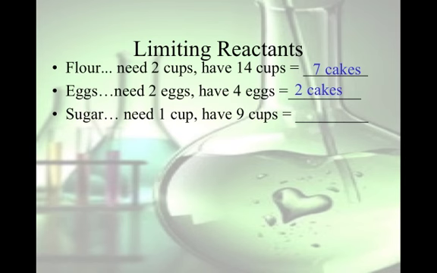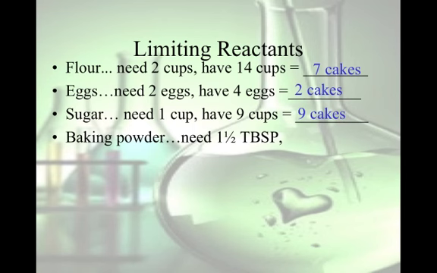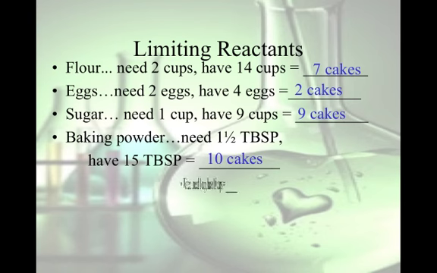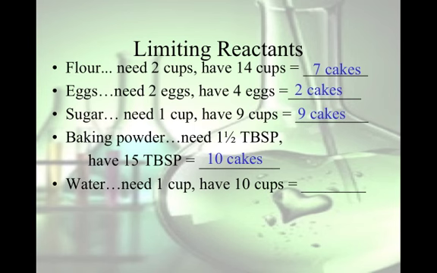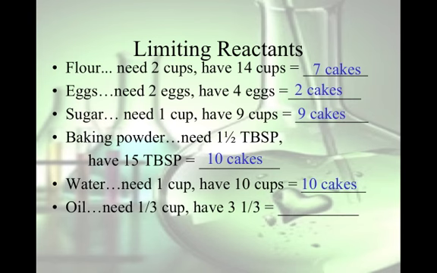Okay, sugar. Let's see. I need 1 cup, but I have 9 cups of sugar. How many cakes will that make? 9 cakes, right on. I better have a lot of friends over. Okay, baking powder. I only need 1.5 tablespoons, and my little container has 15 tablespoons. So that's 10 cakes. All right, finally with water, I need 1 cup, and I have 10 cups. 10 cakes, right? Yeah. Okay, I think the oil is our last ingredient. We need 1/3 cup. Oh, now we have fractions. 3 1/3 cups of oil. That's going to make 10 cakes.